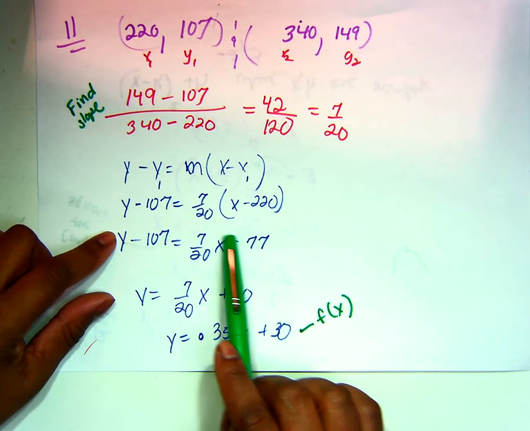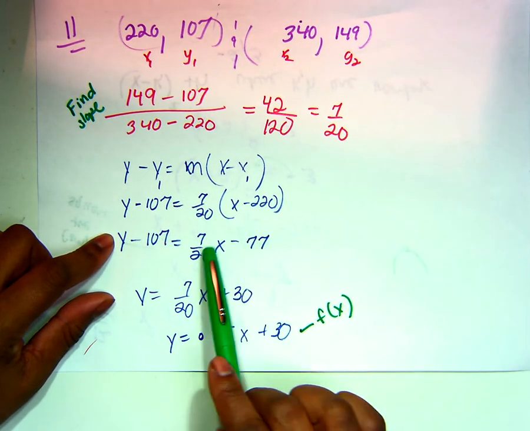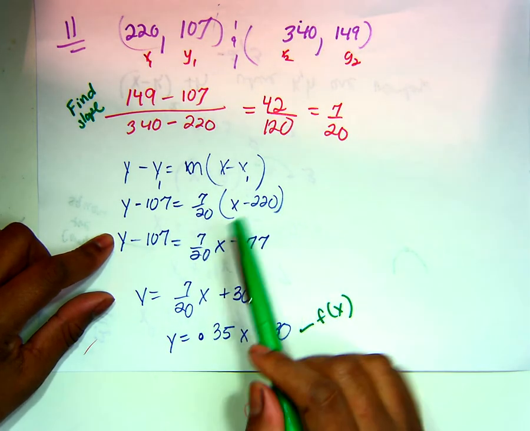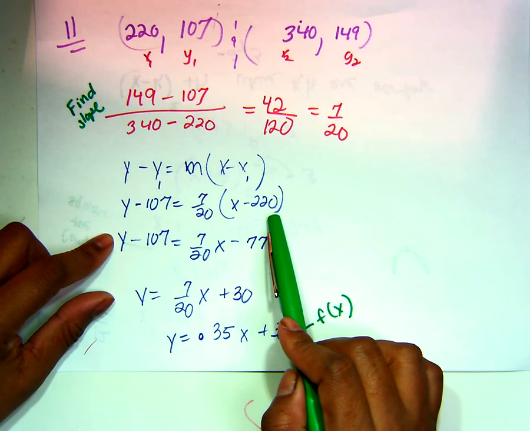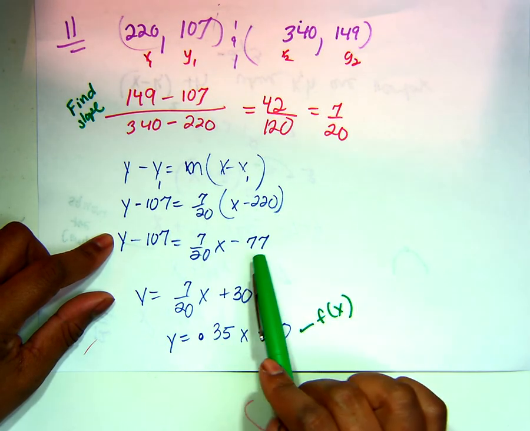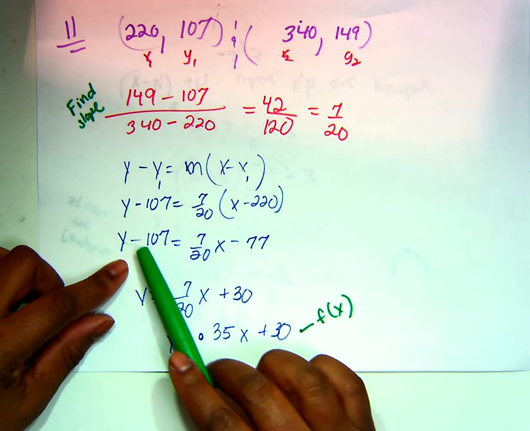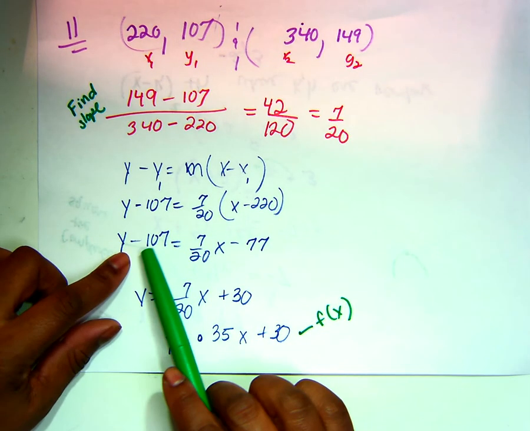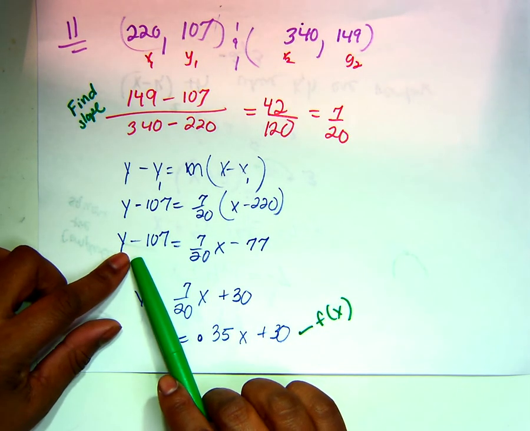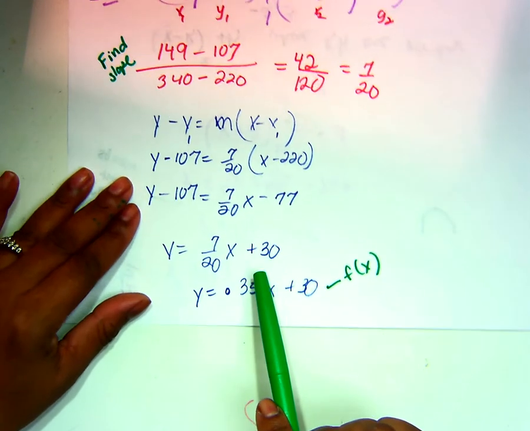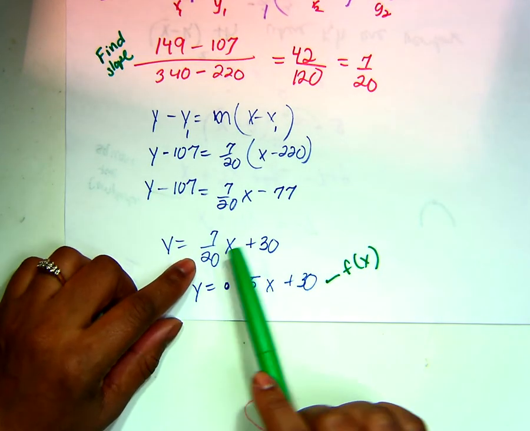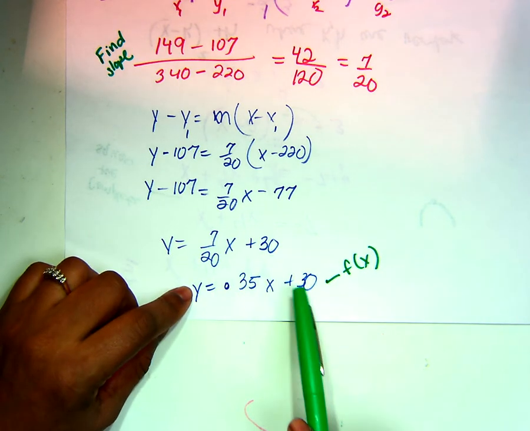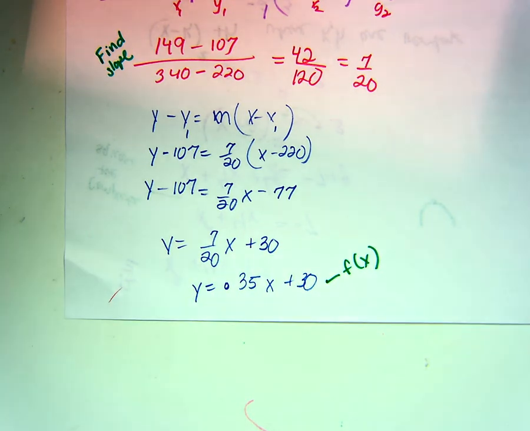Simplifying everything, so I use the distributive property on this end. So 7 times, 20 can go into 220, 11 times 7 is 77. And I got the 77 by multiplying. Then I added 107 to 77. I got 30. Using your calculator, 7 divided by 20 just so happens to be 0.35x plus 30. So that is your equation.